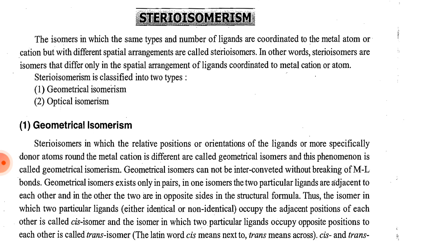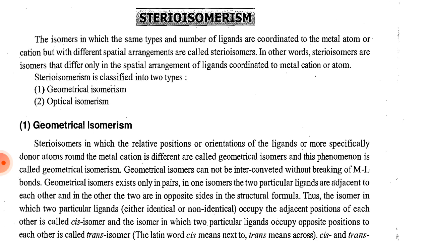So here, what is stereoisomerism? Stereoisomerism is where the number of ligands and the number of metal ions are the same, but the spatial arrangement is very different. In other words, stereoisomers are isomers that differ only in the spatial arrangement of ligands coordinated to metal cations or atoms.